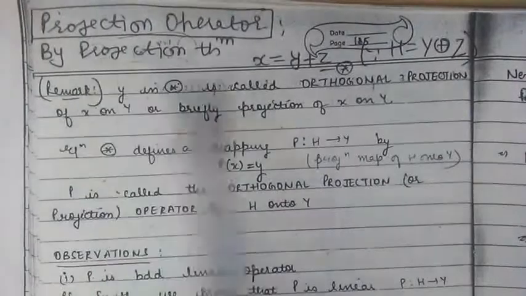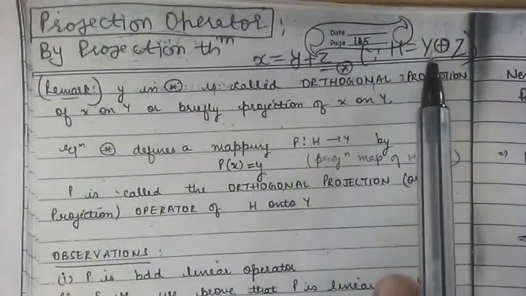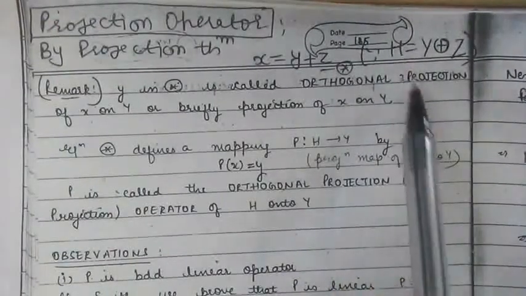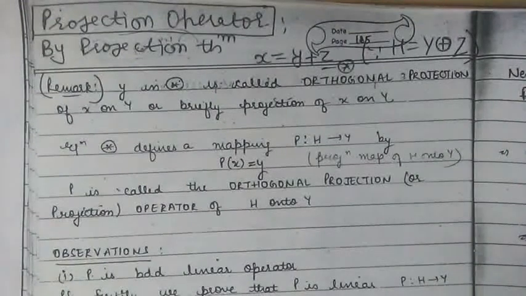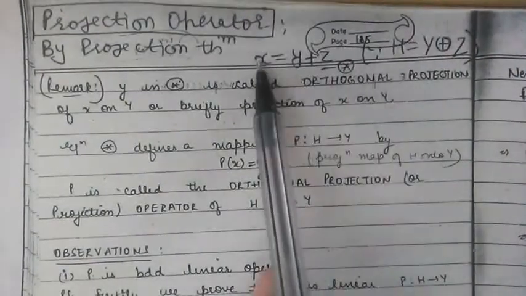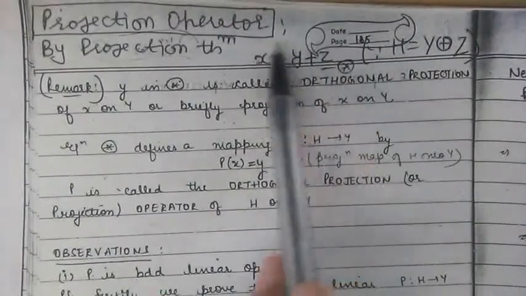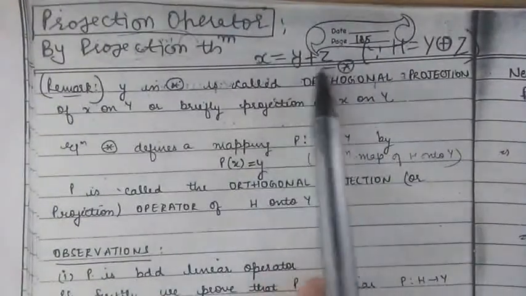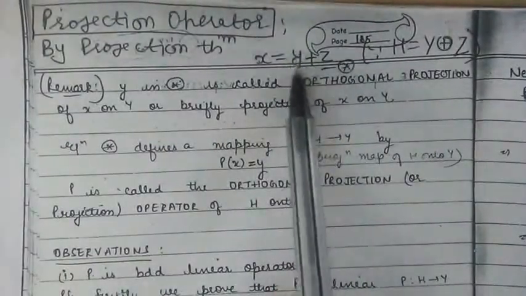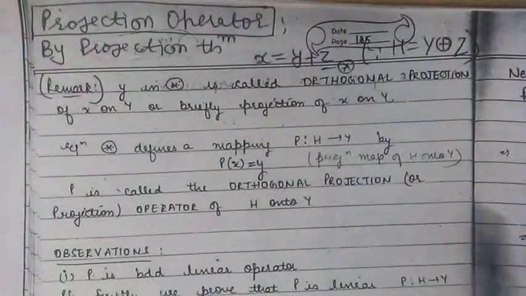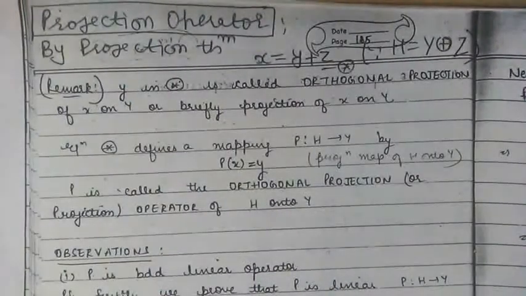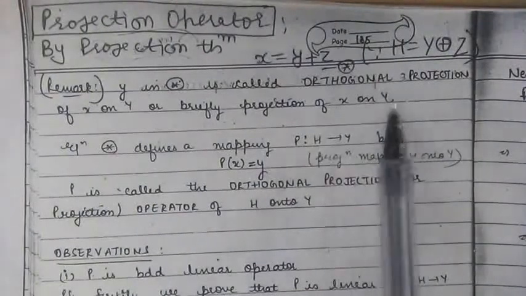So by the projection theorem, because H is the direct sum of the subspaces Y and Z, every element of H has a unique representation in the form of a sum of elements of Y and Z. So if we take x from H, then x is y plus z, and this representation of x as a sum is unique. In this representation, this y is called the orthogonal projection of the element x on the subspace Y, or we can say that this is the projection of x on Y.